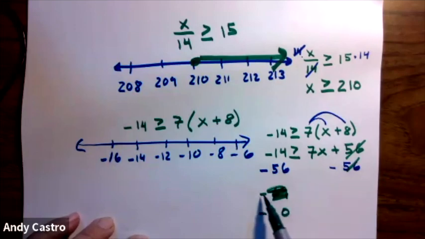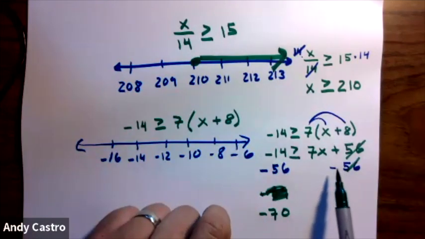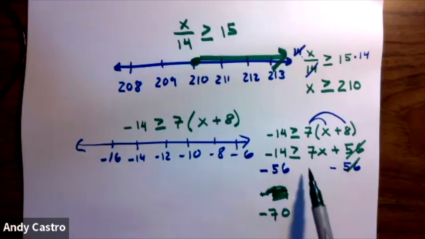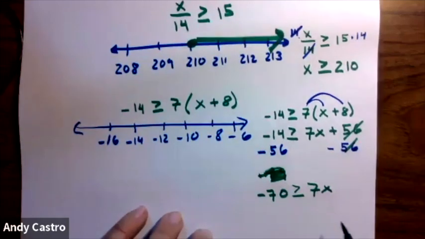Negative 70. Now notice I subtracted, so I have a negative sign, but it's not multiplying. It's not dividing. So I'm not changing my sign. My sign stays the same. Greater than or equal to 7x. Divide both sides by 7.